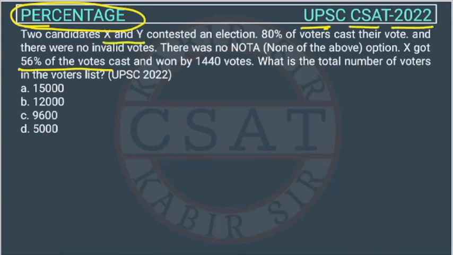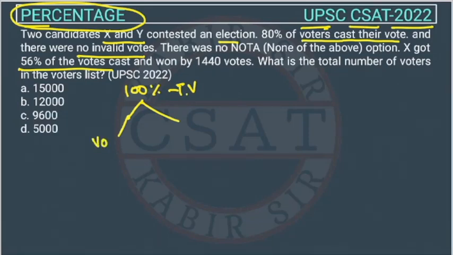Two candidates X and Y contested an election. 80% of the voters cast their vote and there were no invalid votes, right? So suppose 100% voters are there, right? Total voters are 100%, right? So out of it, 80% are only voting, right? So how many people are voting? Out of the total, 80% voted and 20% didn't vote, right?